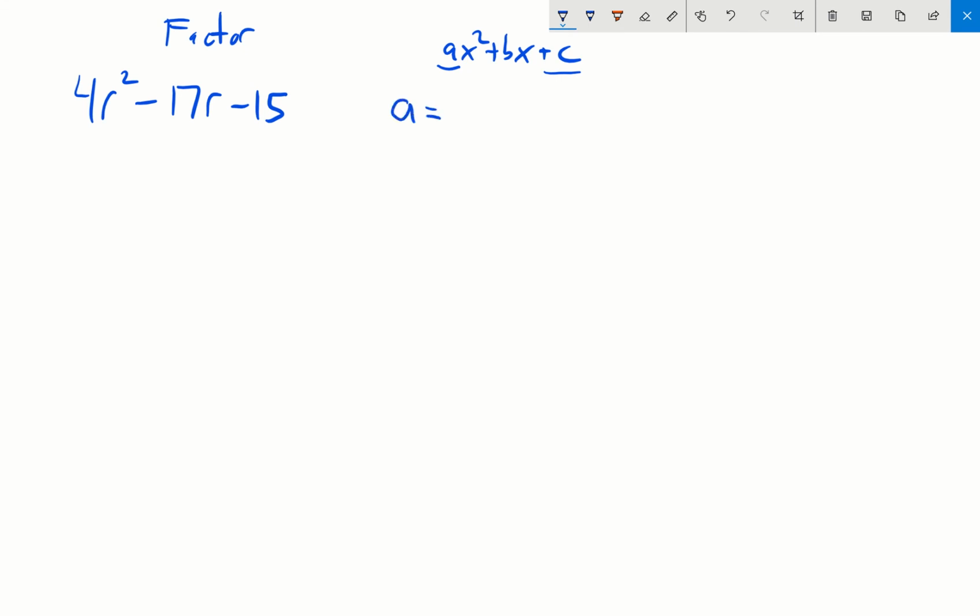That means for us that A is going to be the coefficient of the r squared. So that's a coefficient of 4. So A equals 4. And then C is the constant coefficient. That constant coefficient is negative 15.